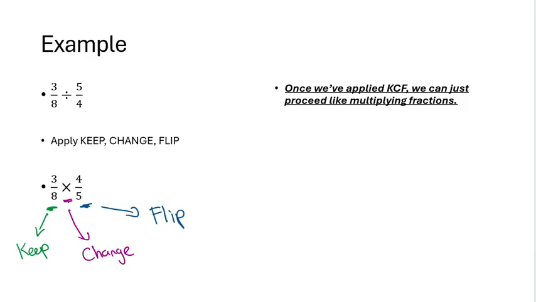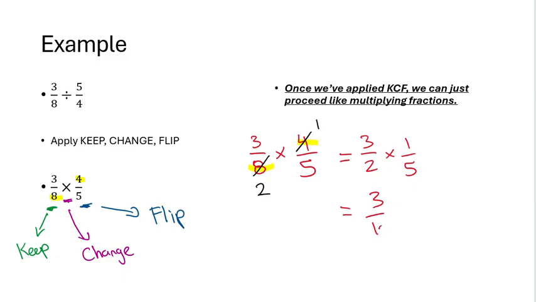So if you have a look here, this is just an example that I've done for you. So 3 over 8 divided by 5 over 4. Just apply KCF first, and that's what I've done exactly. Then you just follow the same steps as multiplying fractions. So I've got the 4, I've got the 8 here. I can simplify them. So let me just rewrite this out here. Now this becomes, so I'm just going to do something like this. So cross this off, it becomes a 1. Cross this off, it becomes a 2. I now got 3 over 2 times 1 over 5. And this just equals 3 over 10. Okay.